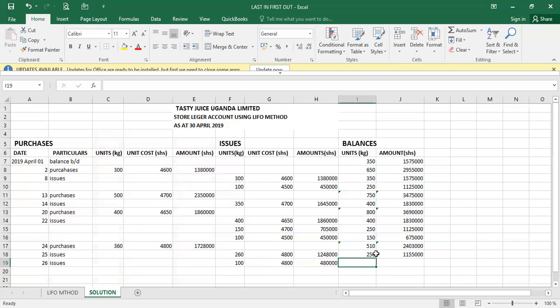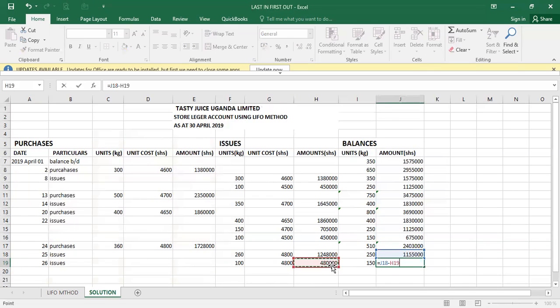Then we can adjust this by saying equal sign this minus this 100. That's 150. That 150 is going to reflect here the value, that minus this. It will give us that. That's 670, that will be the cost. This cost is this opening stock, which was not issued out, because we have issued out all of this one, plus even what we have just received on 24th.